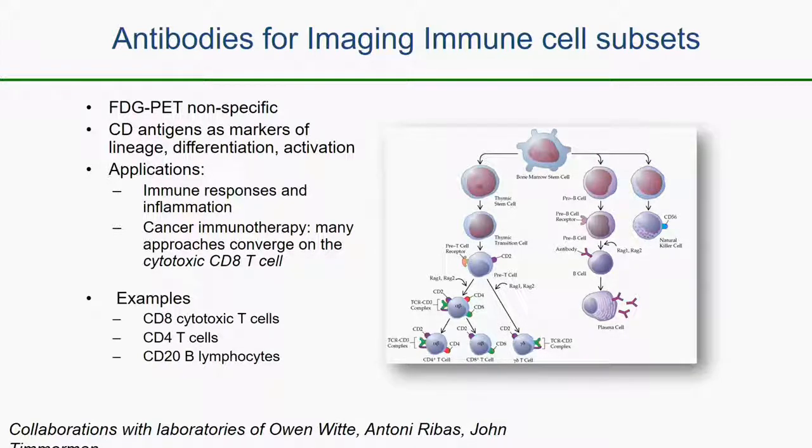B cells, CD19, CD20 are hallmark cell surface markers. T cells, certainly CD3 on all of them, and then we get to these key subsets where the cytotoxic T cells express CD8, helper and regulatory T cells express CD4. But they're all very well characterized cell surface markers for differentiation, lineage, activation, et cetera. So they really present, to me, a gold mine of potential targets for antibody-based imaging.